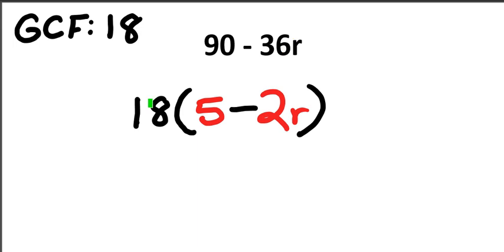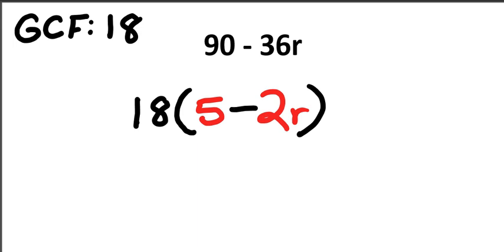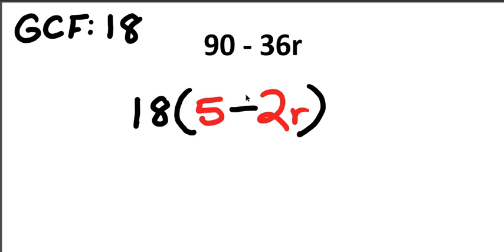Let's double check ourselves. Is it true that 18 times 5 is 90? Yes, it's totally true. Is it true that 18 times 2R gives us 36 R's? Yes, it's totally true. Well then, my friends, try not to erase the stuff, but then you're in good shape.